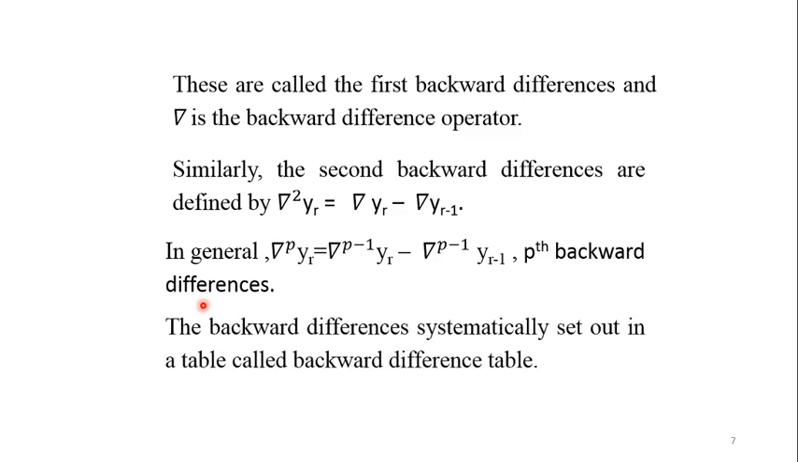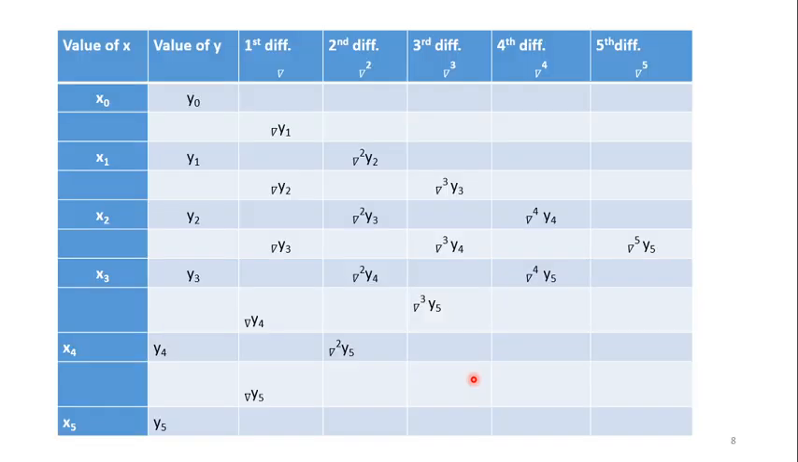The backward differences systematically set out in a table are called a backward difference table. We can show all these backward differences through this table: lambda of y1, lambda of y2, lambda of y3, lambda of y4, lambda of y5, and so on. When you continue this process a second time, it is called the second backward difference, then the third backward difference, fourth backward difference, and fifth backward difference. You will continue this as long as you do not get only one value.